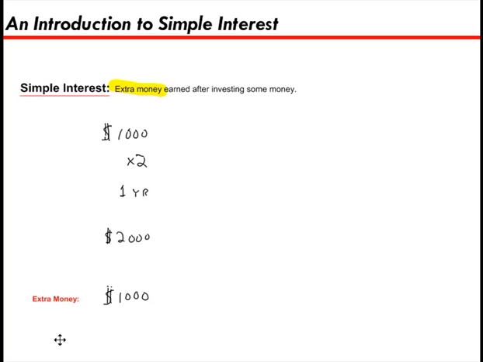Great. In financial problems, though, we don't tend to call that extra money. Instead, we call it simple interest. There's also a term for the amount of money that we started off with. We like to call that the principal.